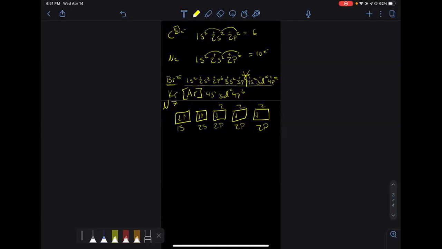Now, if we continue, for example, we have oxygen. Oxygen has a total of 8, so we're going to go back and put the 8th in here. For fluorine, we're going to put the 9th in here. And for neon, we're going to put the 10th in here, okay? If that makes sense.